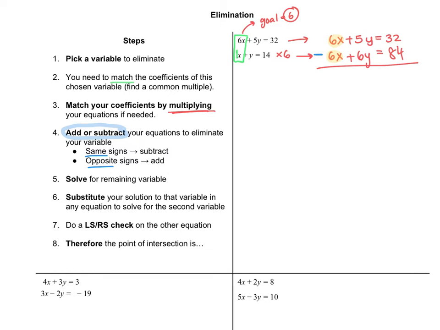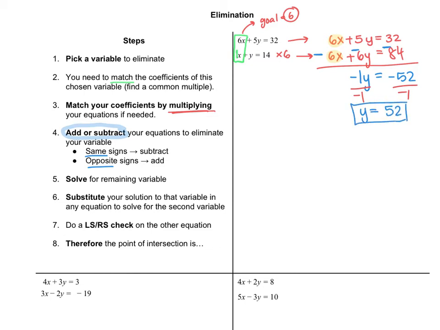Now it's super important that you always come back to that subtraction. So maybe you want to put a subtraction between everything, the x's, the y's, and the constants. So 6x minus 6x is 0, so that's gone. 5 minus 6 is negative 1y. And then 32 subtract 84 is negative 52. And now we eliminated the variable. This is just a quick solving equation. I divide both sides by negative 1, and I get y equals 52.